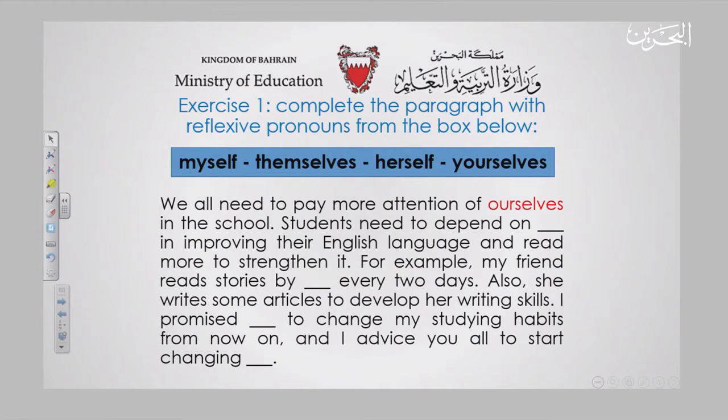What you need to do is, you have to refer to the blue box, as you can see, and choose the correct pronoun. I'll give you 2 minutes, and I'll get back to you.